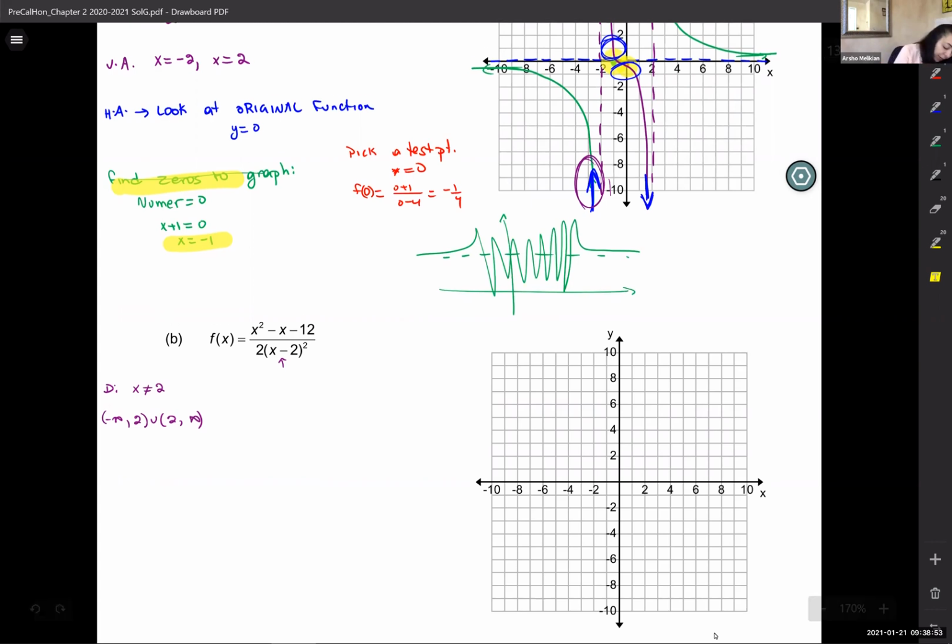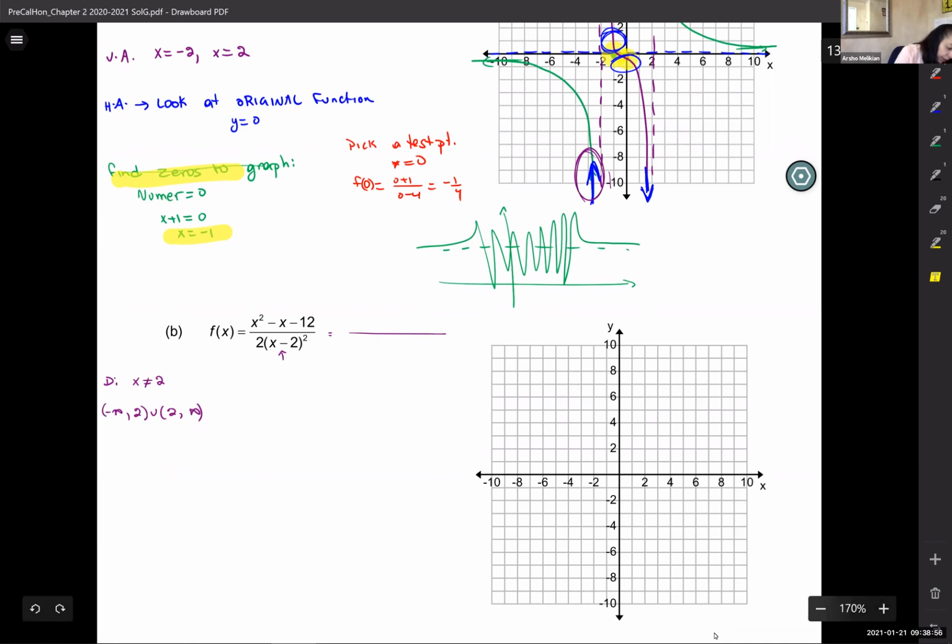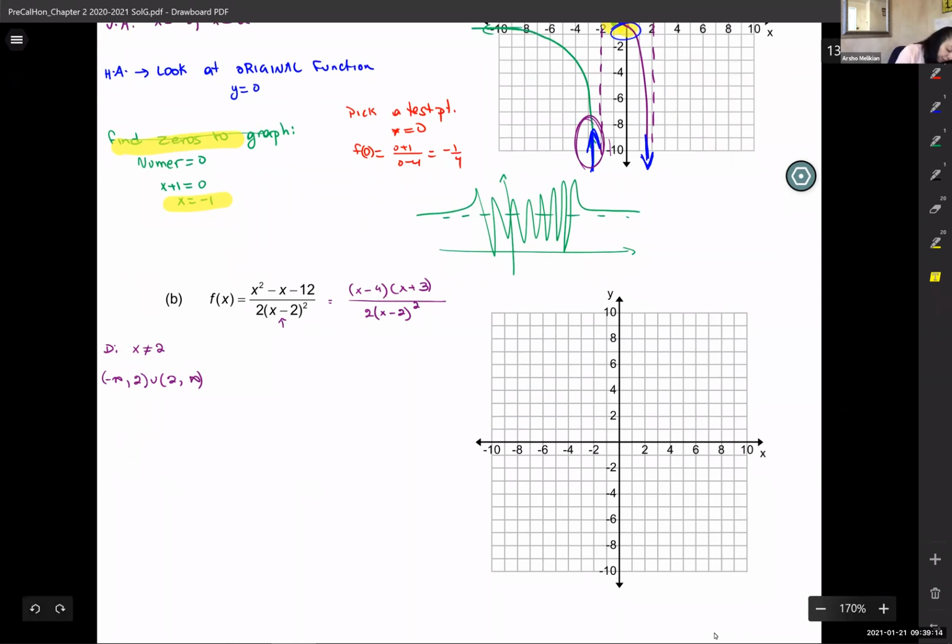And so now that I've done that, let me factor the numerator here. And when I do that, I'm going to get (x minus 4)(x plus 3) over 2(x minus 2) squared. And you see that nothing cancels, no terms with variables cancel from the denominator. So my vertical asymptotes, there's just one, it's x equals 2. Okay, and let me just put that here so I kind of have an idea what's happening.